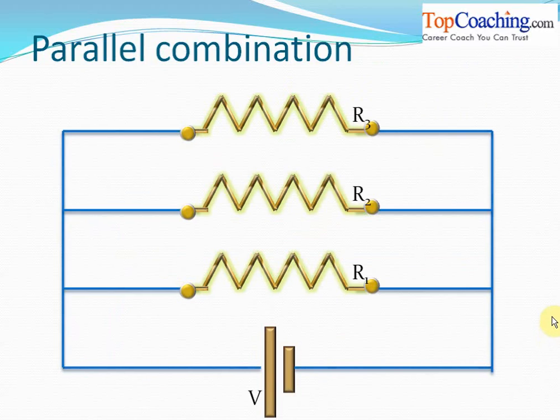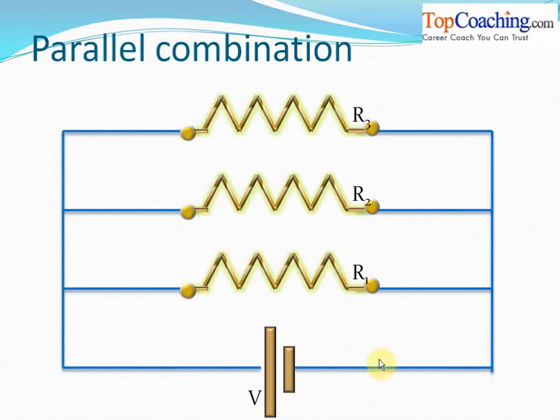Let's now have a look at a parallel combination of resistors. A parallel combination of resistors simply means that each resistor is connected to both the positive and the negative end of the battery. So as you can see, this first resistor R1 is connected to the positive end and the negative end. R2 is connected to the positive end and the negative end, and even R3 is connected to the positive and negative ends of the battery.